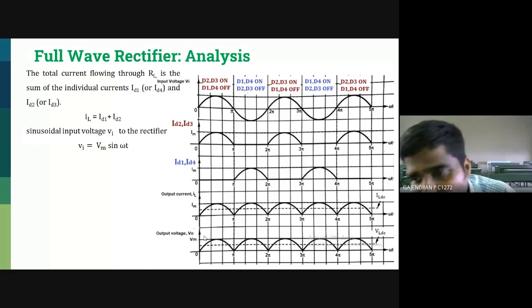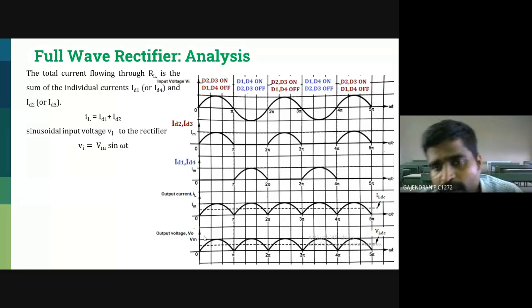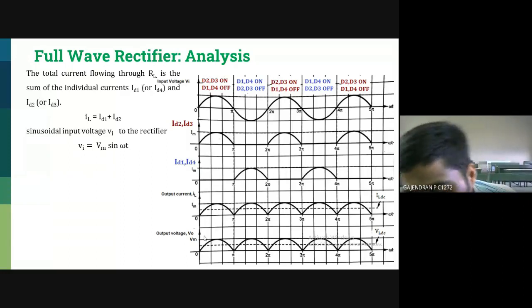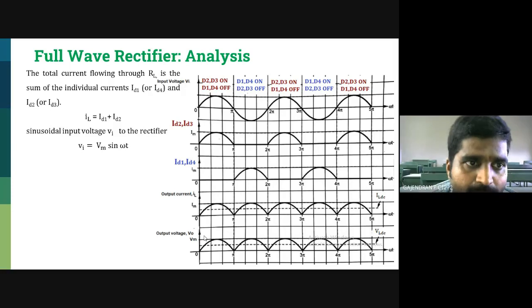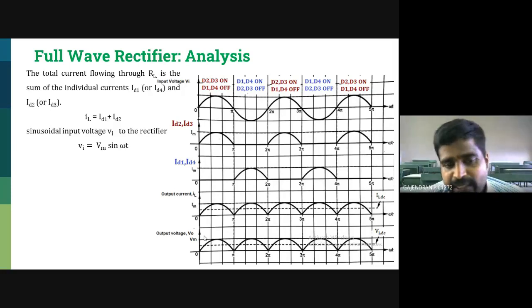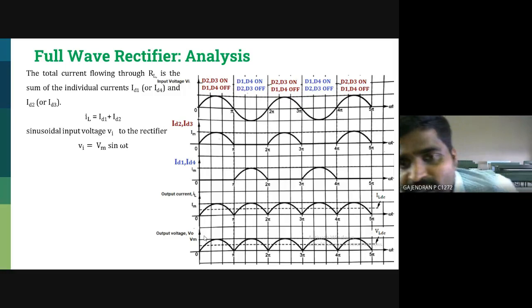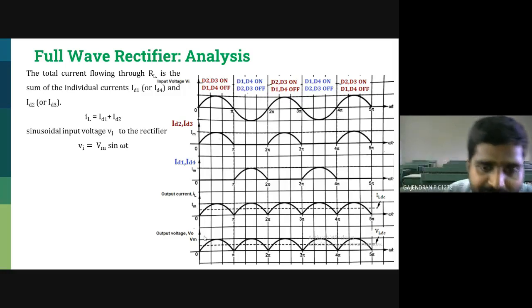Now we will come to the analysis portion. What are the analysis we need to do? You know, average value பார்க்கணும், RMS value பார்க்கணும், ripple factor and efficiency. Am I correct? Yes, sir. நம்ம average value பார்ப்போம், RMS value பார்ப்போம், efficiency, ripple factor. Only these four we are going to see for this full wave rectifier also.